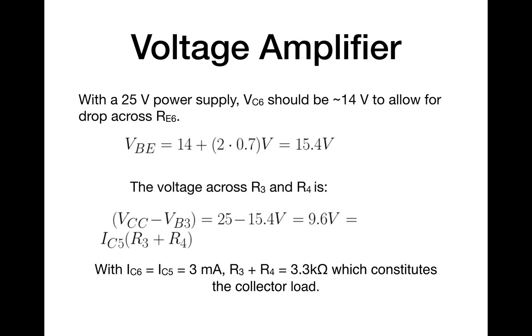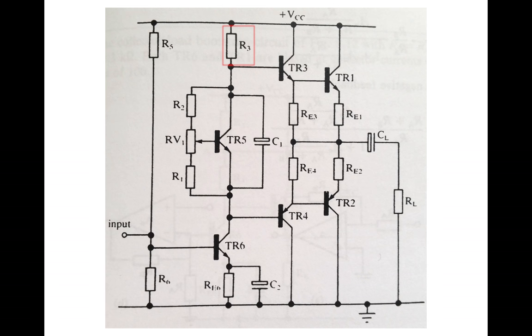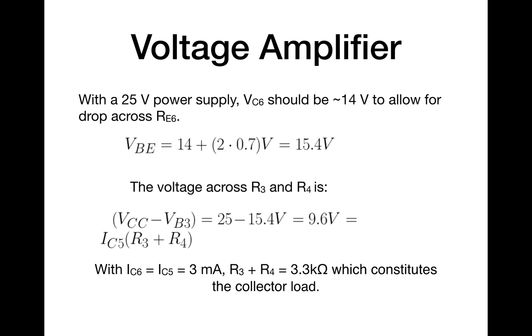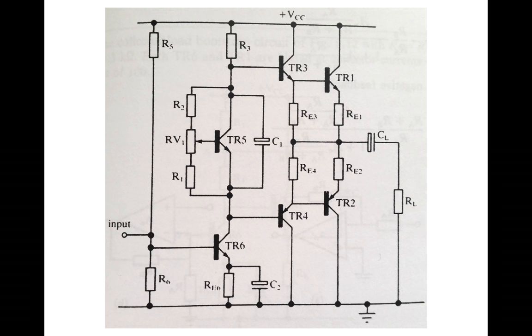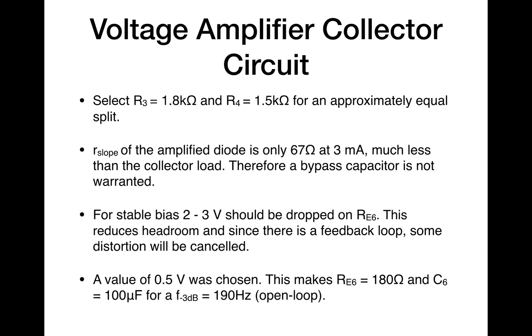And so to bias them into conduction, the voltage across R3 and R4, or just R3, you'll see we actually split the collector load for reasons I'll get to later, but for now it can be dealt with as one resistor. We want to know the voltage drop across that network. Basically we worked it out: if we want a 3 milliamp collector current, which is a good collector current amount, 3.3 kilohms will give us the right voltage drop at that current. So if we split the collector load such that R3 is 1.8K and R4 is 1.5K, I'll show you the schematic with that in a moment.